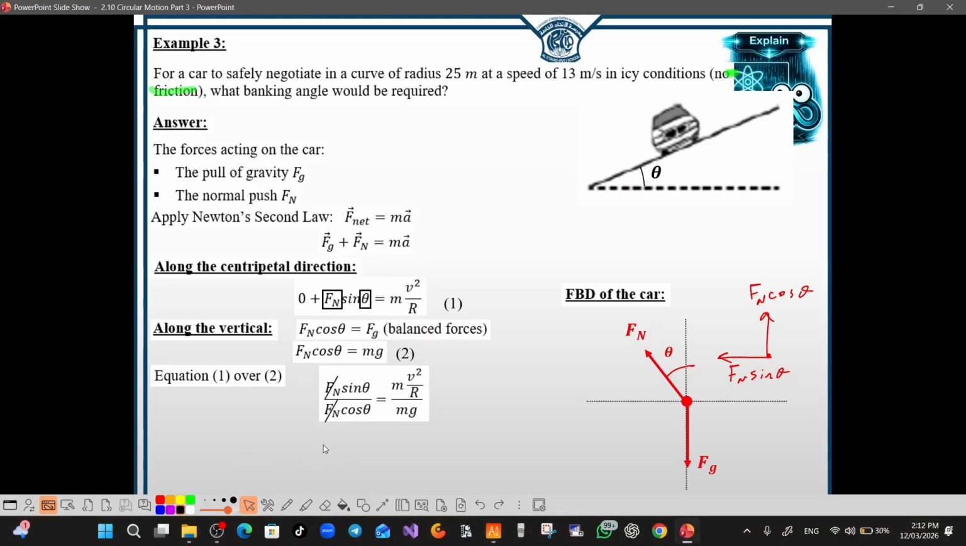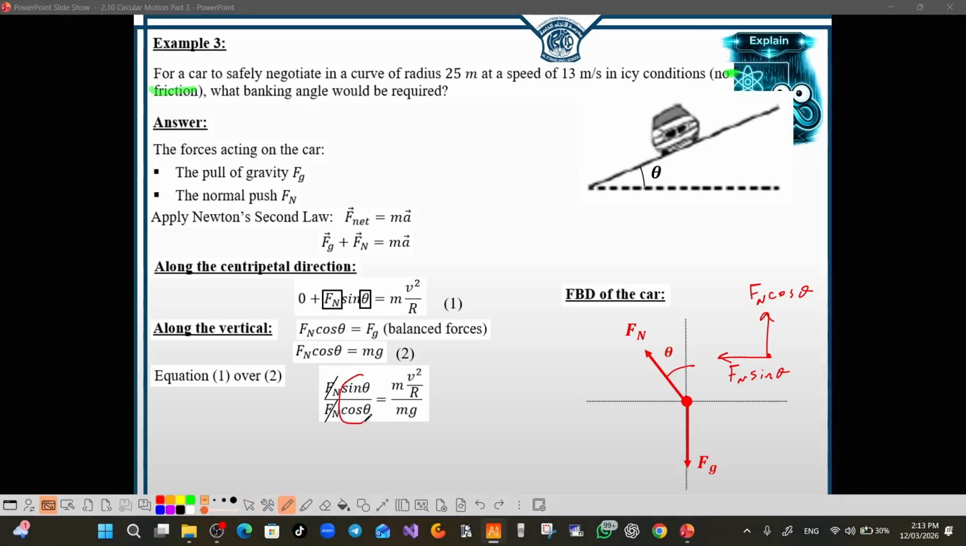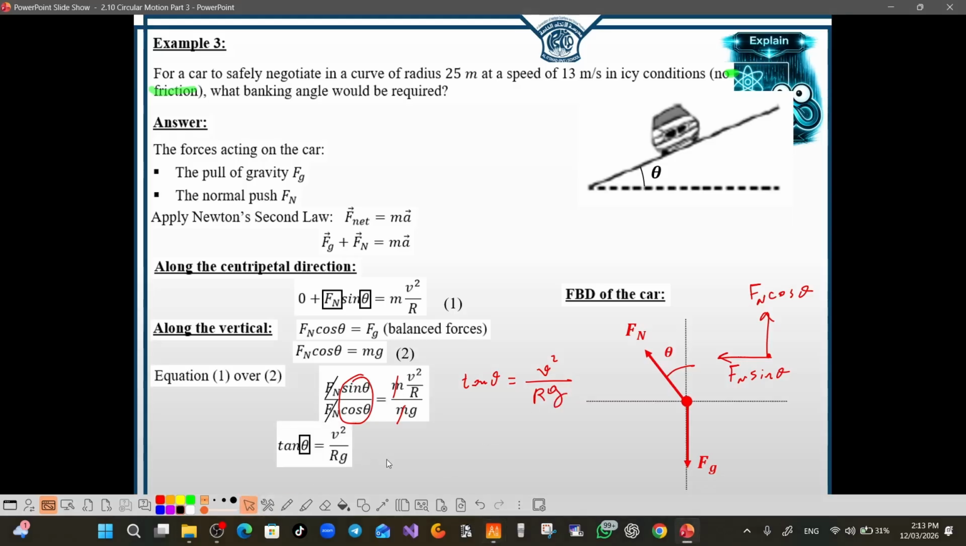Now, we cancel Fn with Fn. We know that sine over cosine actually represents the tangent. So we have tangent here. Now, m with m cancels out, and we have v squared over r over g. We can press the r to the denominator, so we can write v squared over rg. So the tangent theta is equal to v squared over rg.